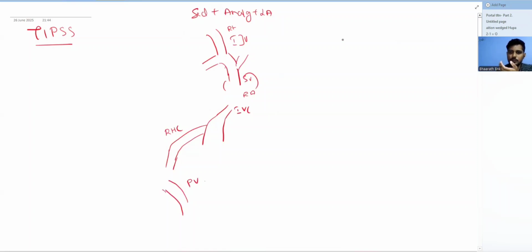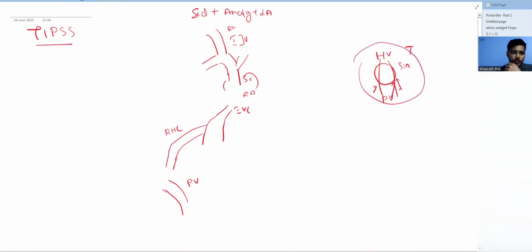So now what you do is, earlier what used to happen, this is the hepatic vein, there is the sinusoid here, and then there's a portal vein here. The blood flow is not possible here because of the sinusoidal obstruction. So you put a stent here. So that is what it is, TIPS. So it is transjugular intrahepatic portosystemic shunting.